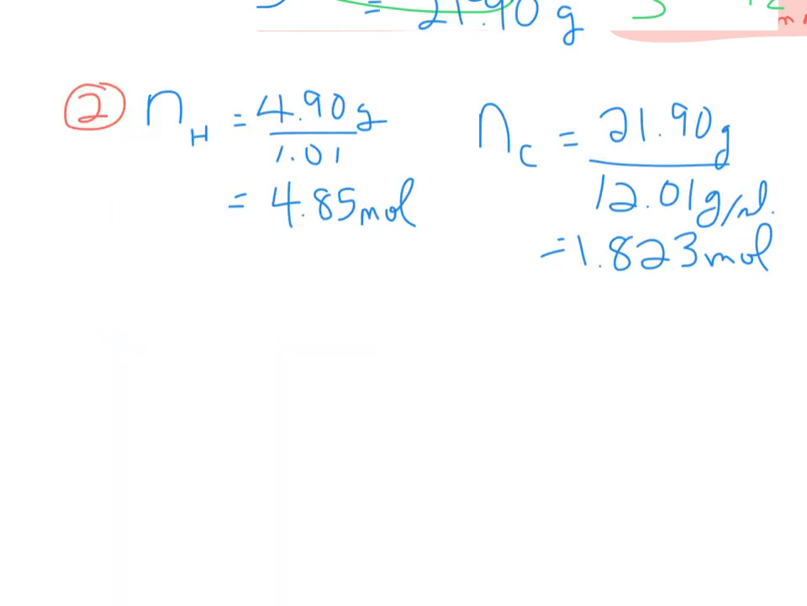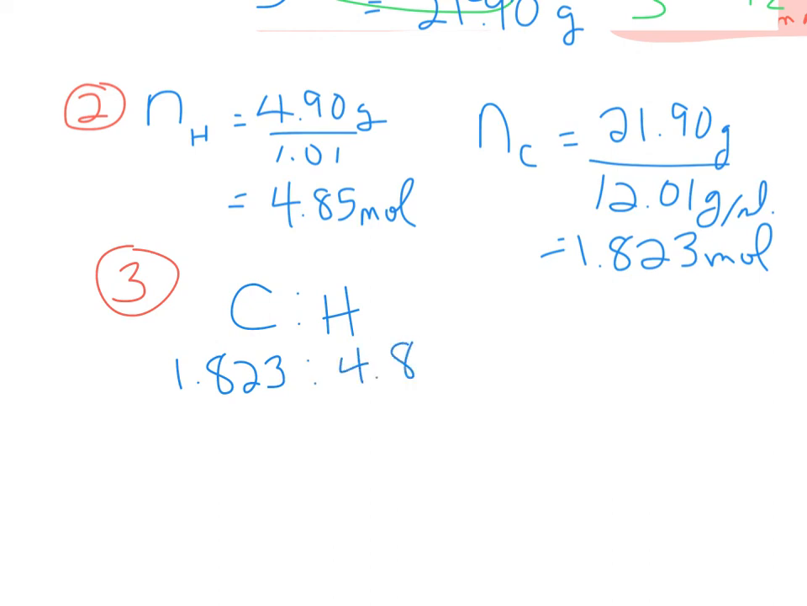So the next part of my solution involves dealing with this mole ratio that I now have, right? My goal is to get the empirical formula, so I need a ratio between the carbon and the hydrogen atoms. Let me write that out a little more nicely. There we go. And so it turns out that I have 1.823 moles of carbon for every 4.85 moles of hydrogen, respectively.